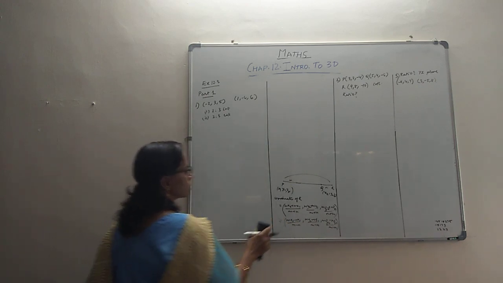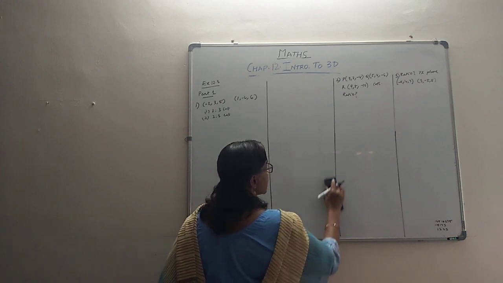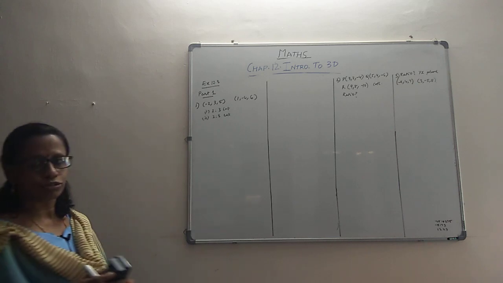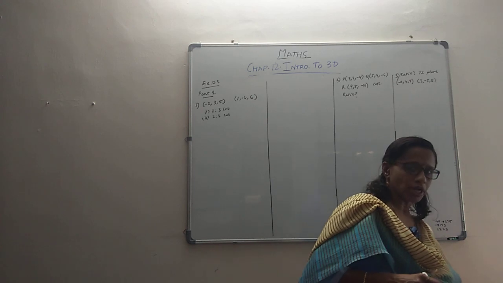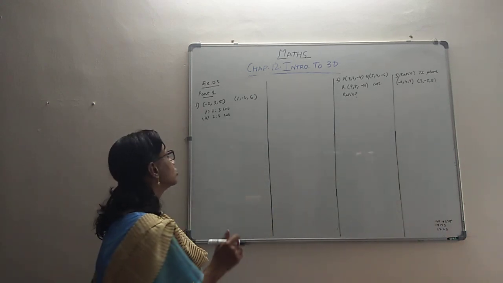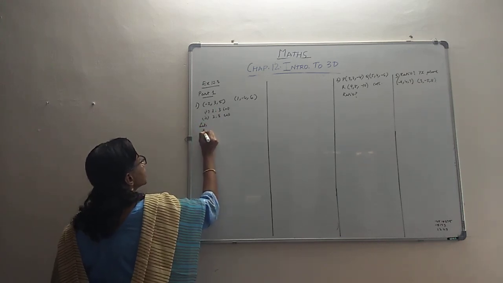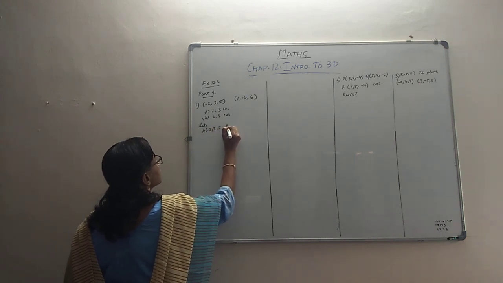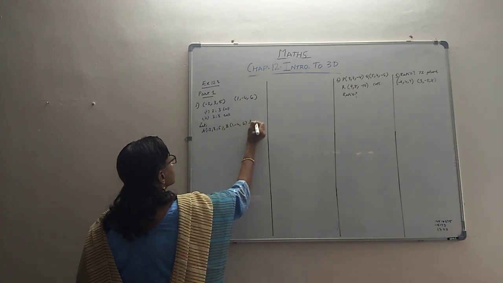In exercise 12.3, question number 1 has two subparts. In the first part, the two points are given and they are divided in the ratio 2:3 internally. In the second subpart you have to find the coordinate of the point which divides this in the ratio 2:3 externally. So let's take the first subpart. First let's name these, otherwise it's very difficult to work. Let A be minus 2, 3, 5 and B be 1, minus 4, 6.